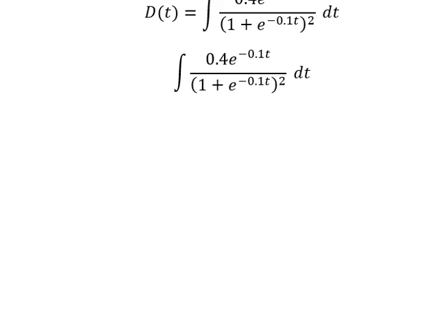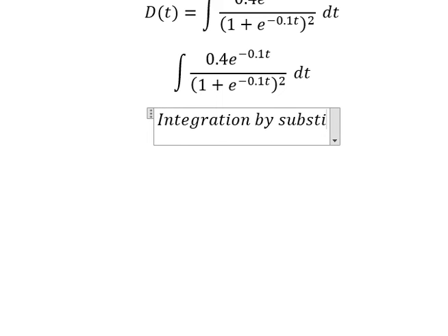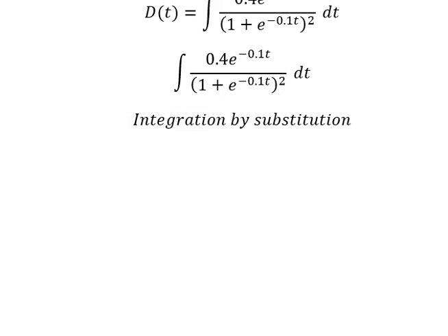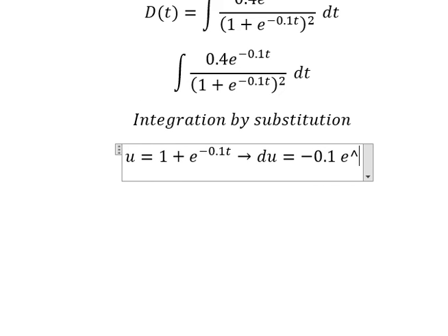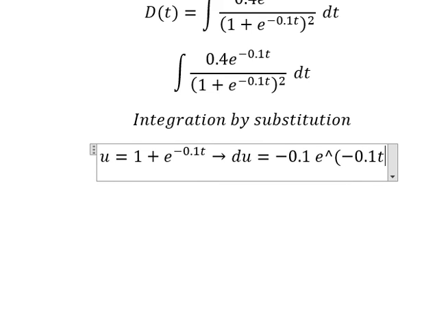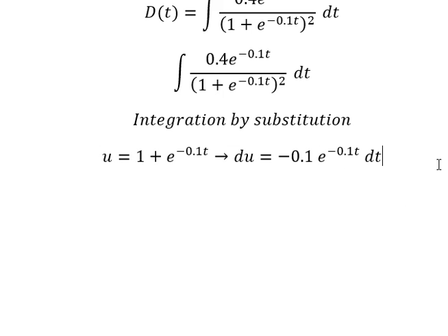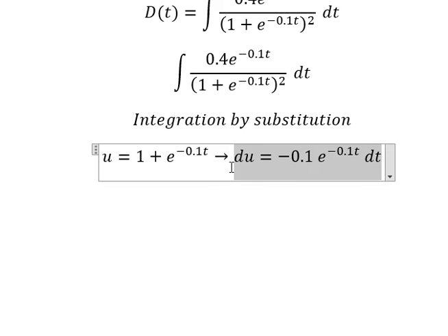So we can use integration by substitution. So I will put u equals to this one. Later that, we need to first do the derivative for both sides. Next, we need to divide both sides by negative 0.1.